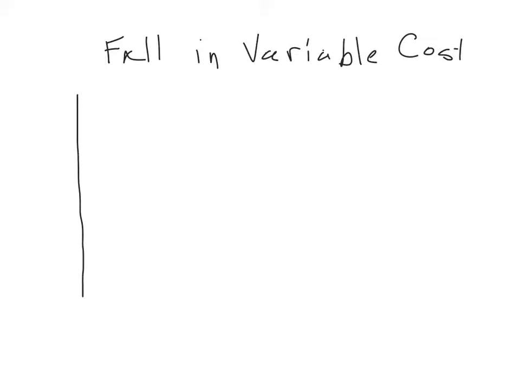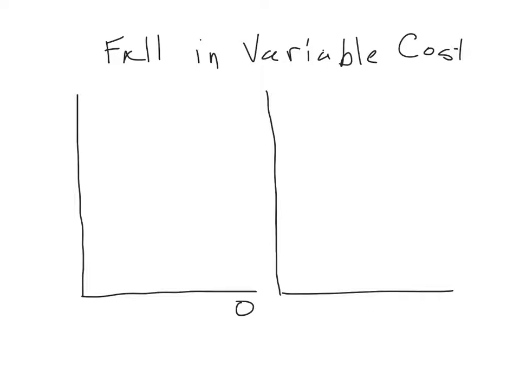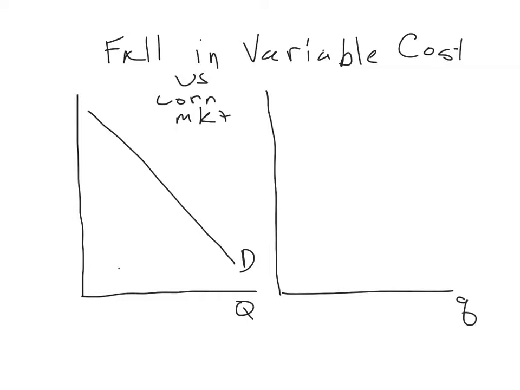Remember, we want to set up our event study in this side-by-side framework, firm and market. So let's do the market on the left, firm on the right. Let's use the U.S. corn market. Just why not? There's a demand curve, a supply curve. There's some initial equilibrium price, equilibrium quantity. And then we're going to map the problem of a typical firm.